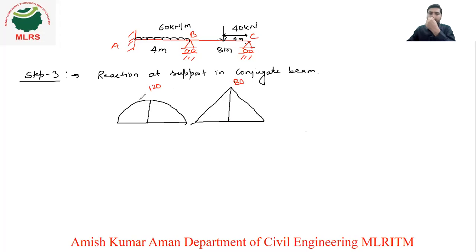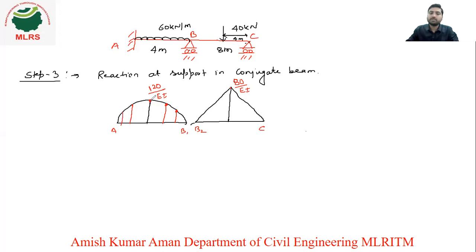Suppose this is A, B1, B2 and C. If you want to calculate the deflection at this point, what will happen? The bending moment at this point divided by EI will give you the deflection at any point in the conjugate beam. If you want to find the deflection at this point, the moment at this point divided by EI will give you the deflection. This is the concept of the conjugate beam, right?